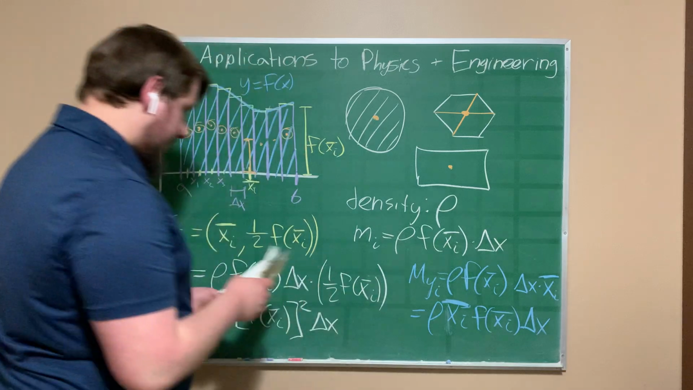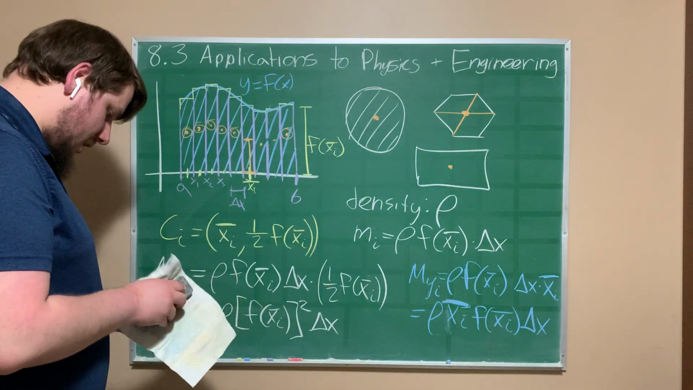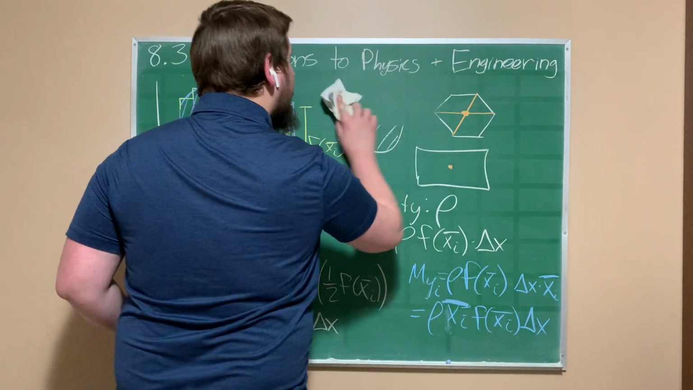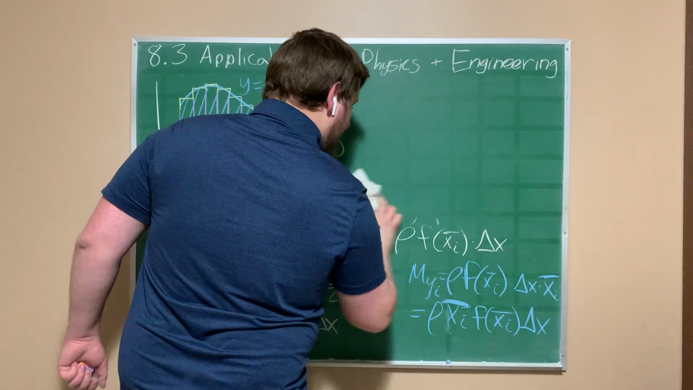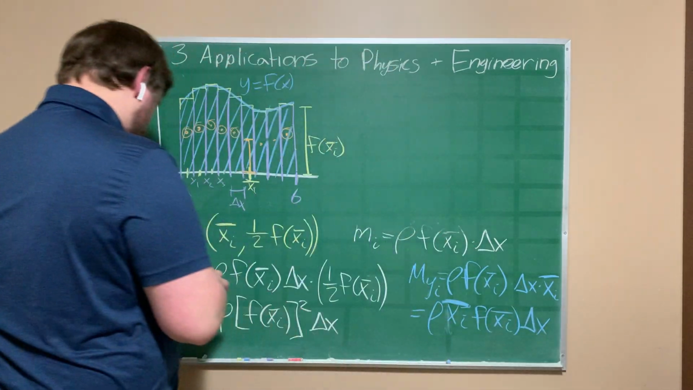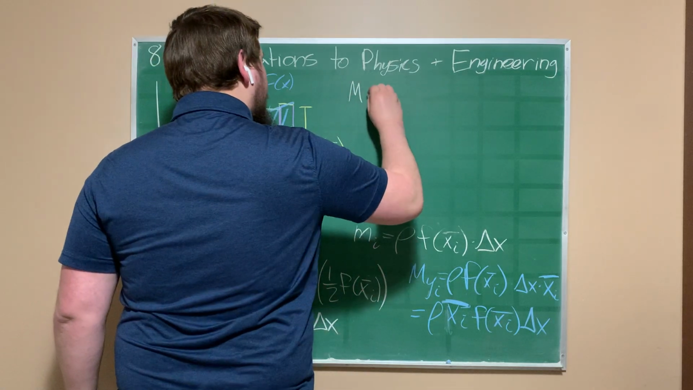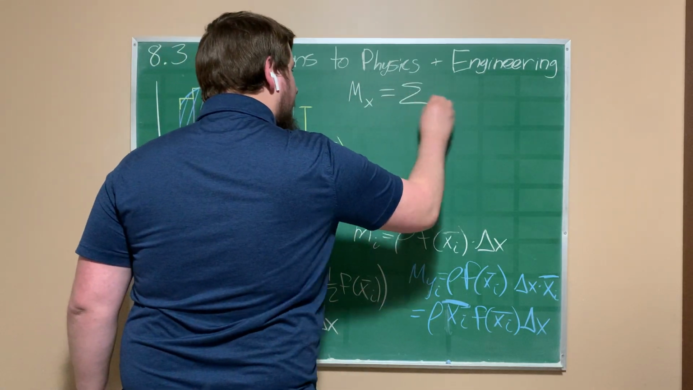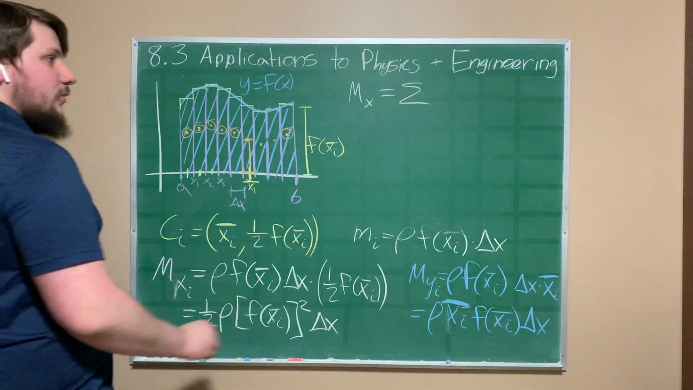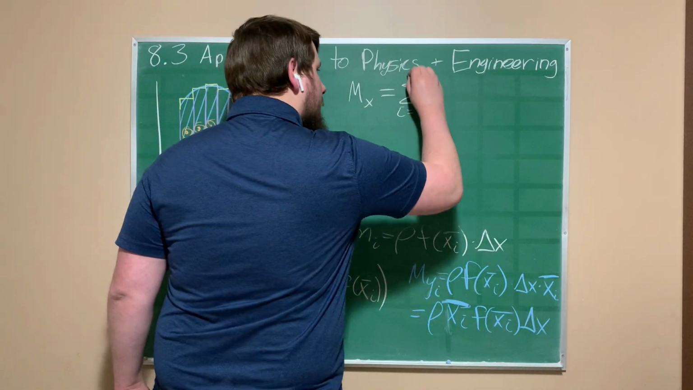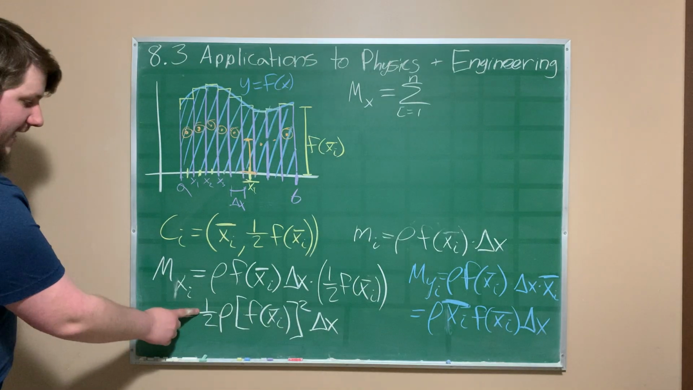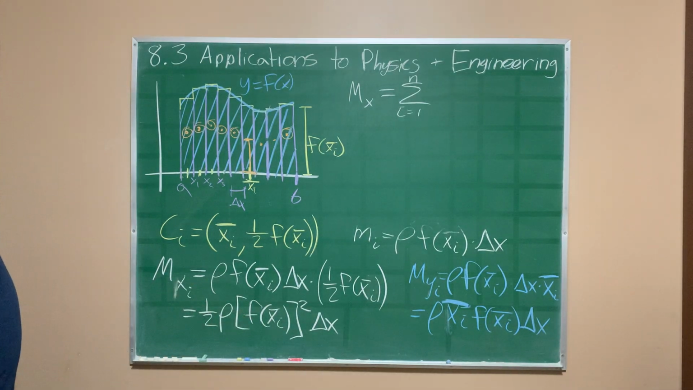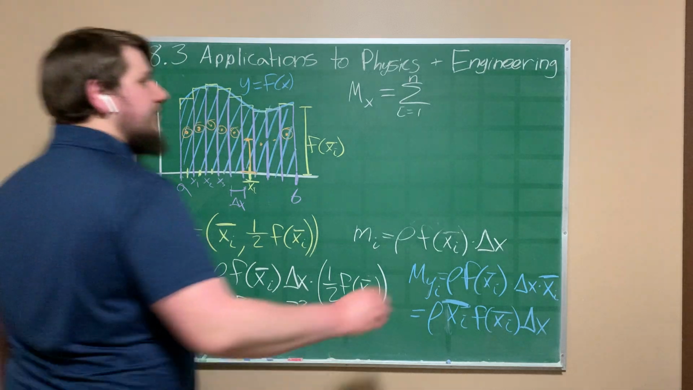Okay, so now let's calculate the total moment of the system. We're going to add up the moments with respect to x to find the total moment with respect to x. And same for the y value there. So the total moment with respect to x is now going to be the summation from i equals 1 to n of this expression right here: 1/2 rho times f of xi bar squared times delta x.